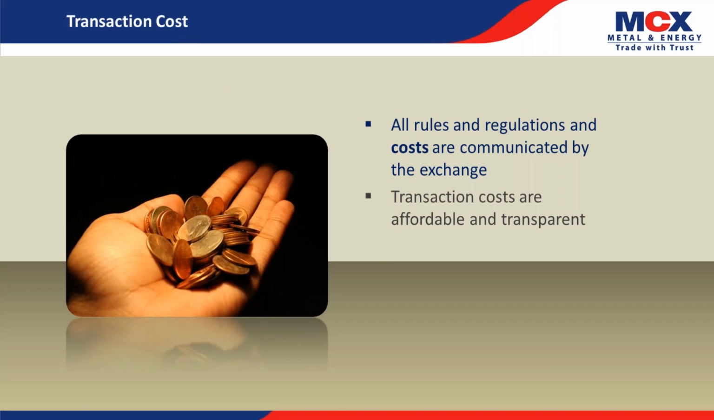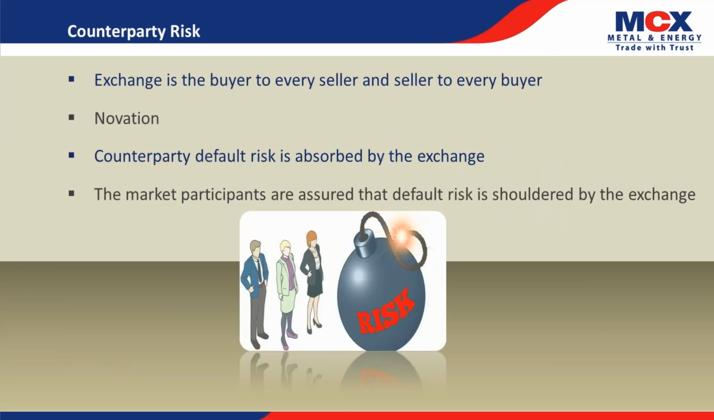The counterparty risks, this is a big advantage that one has on the commodity market. The exchange is the buyer to every seller and a seller to every buyer. And this concept is called novation. And when we talk about counterparty risk, that is in case the buyer of the contract defaults, that is, at the end of the contract, he says he doesn't want to buy, or the seller of a contract at the end defaults and says he doesn't have the commodities to sell.